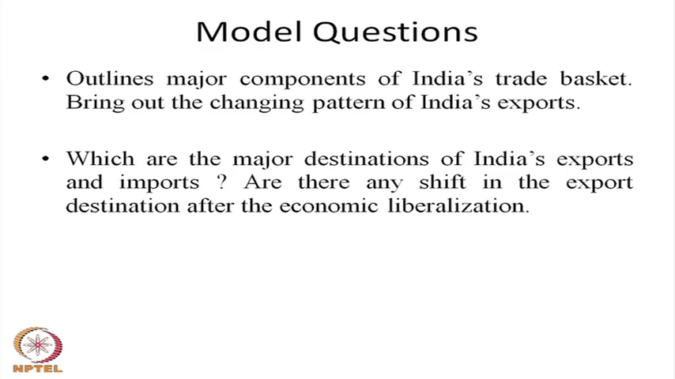The second question is: which are the major destinations of India's exports and imports? Is there any shift in export destinations after the economic liberalization? Here you have to discuss the destination countries or partners of our exports and imports. You have to analyze which are the major partners for India on the export side and on the import side. Then, over the years since the 92-93 economic liberalization, whether there is a change in our export-import partners, whether there is a shift in the direction of exports and imports, you also have to analyze that.